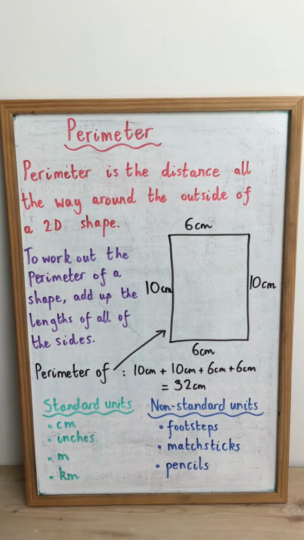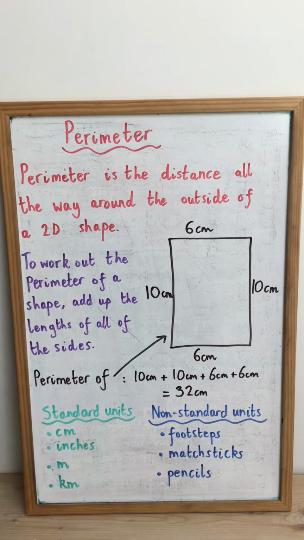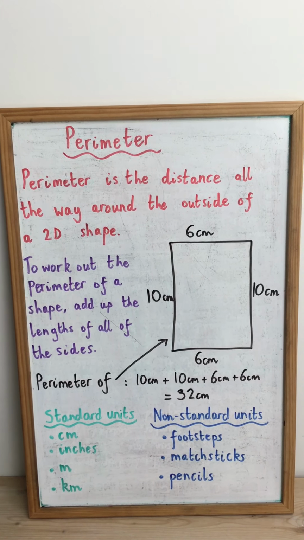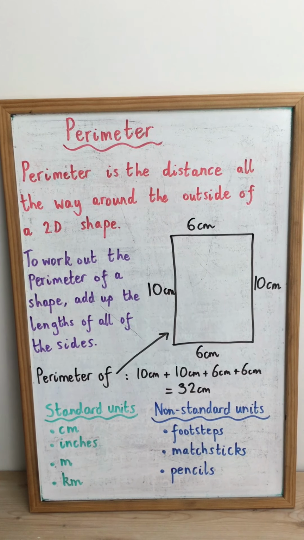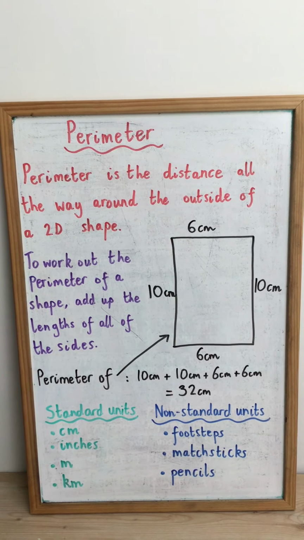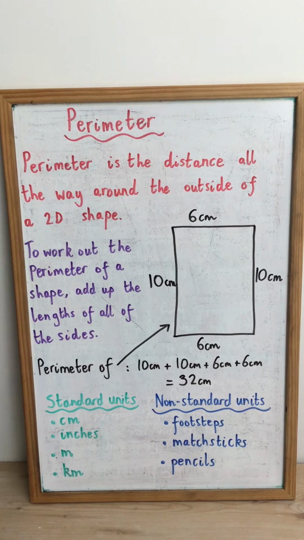So the perimeter, we need to add up all of those lengths. So 10 centimetres plus 10 centimetres plus 6 centimetres plus another 6 centimetres gives us 32 centimetres. So the perimeter of that black rectangle is 32 centimetres. That's the distance all the way around the outside of that shape.